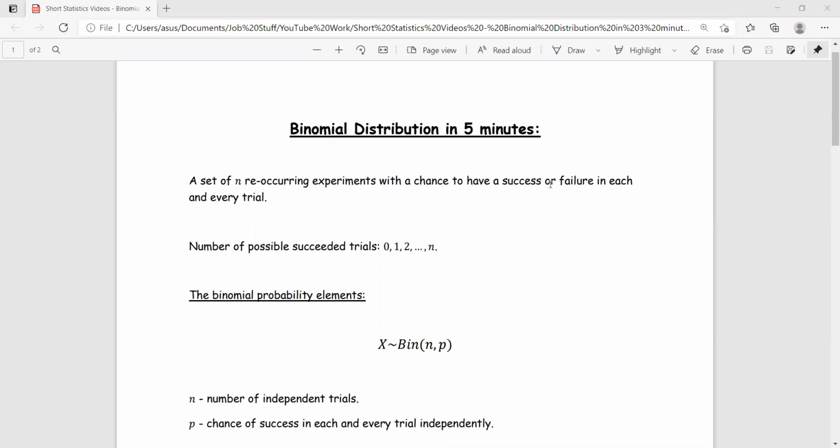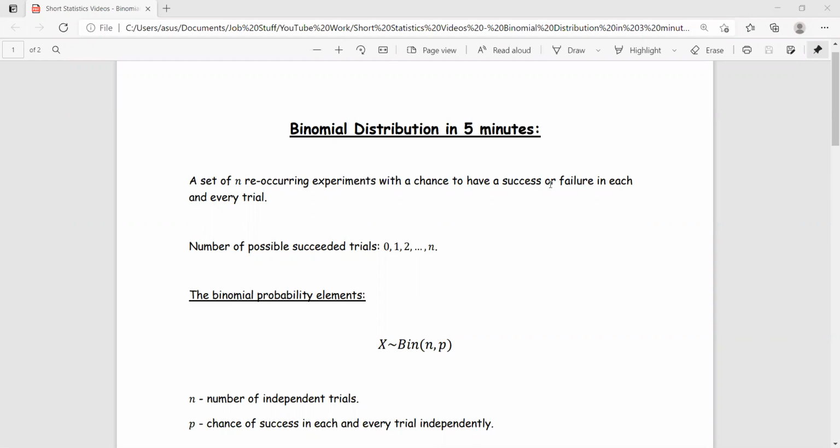The binomial distribution is actually a set of n recurring experiments with a chance to have a success or a failure in each and every trial. The number of possible successful trials would be 0, 1, 2, 3, and all the way up to n.